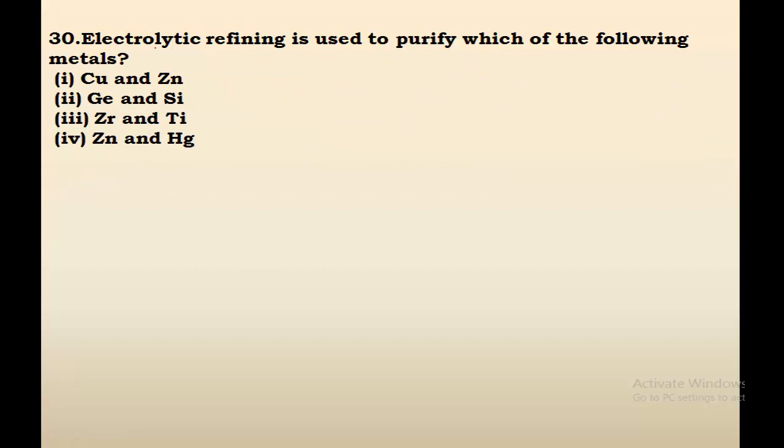30. Electrolytic refining is used to purify which of the following? Germanium and silicon are obtained by zone refining, zirconium and titanium by vapor phase refining, and zinc and mercury by distillation. Copper and zinc are obtained by electrolytic refining. So option 1 is the right one.